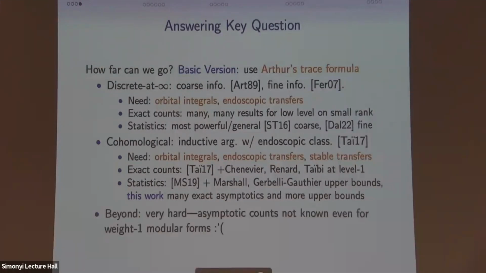And then finally, going beyond is very difficult. I think there's a MathOverflow post that says that if you just want literal asymptotic counts of weight one modular forms of level n, maybe that's not even proven. So it's very hopeless and very difficult to go beyond cohomological at the moment. And maybe people need much fancier techniques.